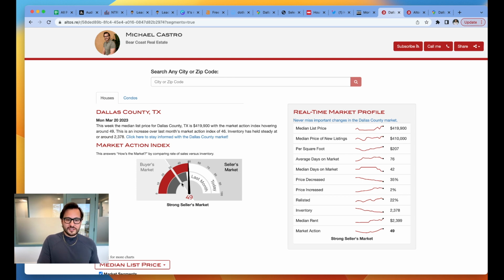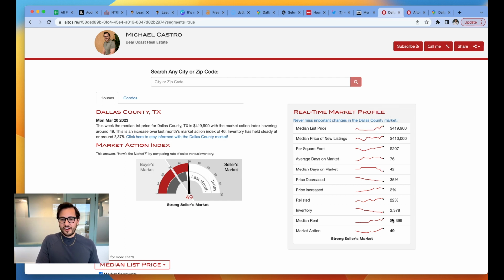If we ever get past this 30 line, then we'll be in a buyer's market, because historically, only about 30% of the time are we in a buyer's market. So the better way to represent this at this time is just how much of a seller's market we are in. As you can see, median list price held pretty much dead on.